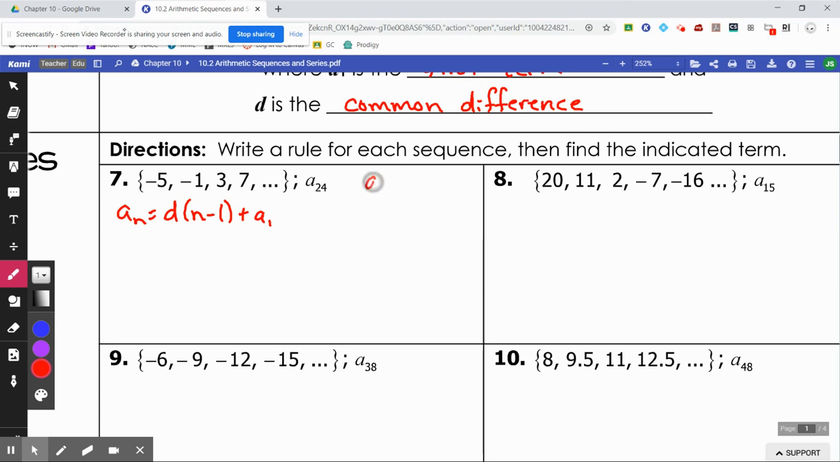First off, let's find our common difference. That's what you're adding or subtracting. This is going up 4, up 4, up 4. So this is a positive 4 for a common difference. Let's find our a sub 1. It's right there. It's the first term.